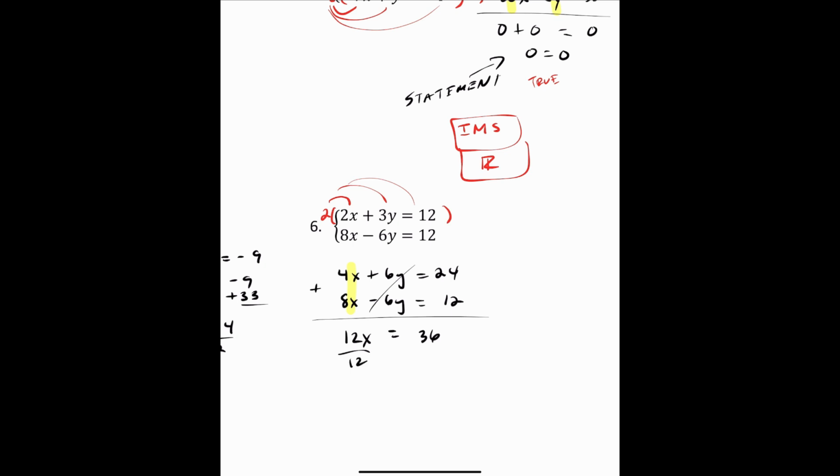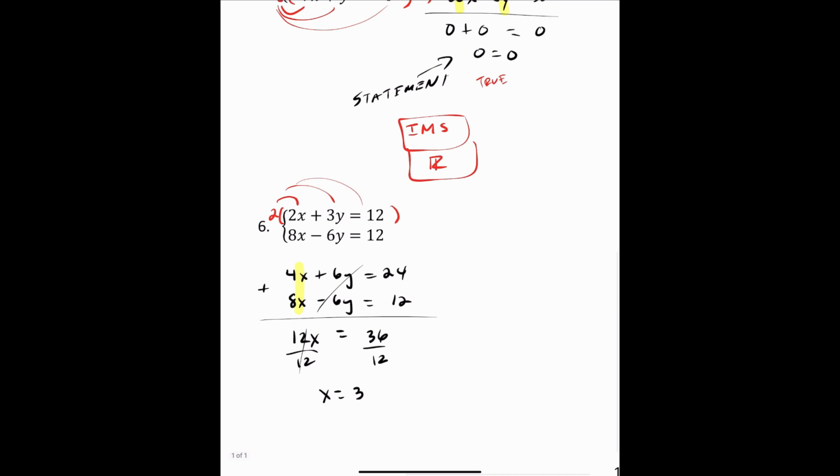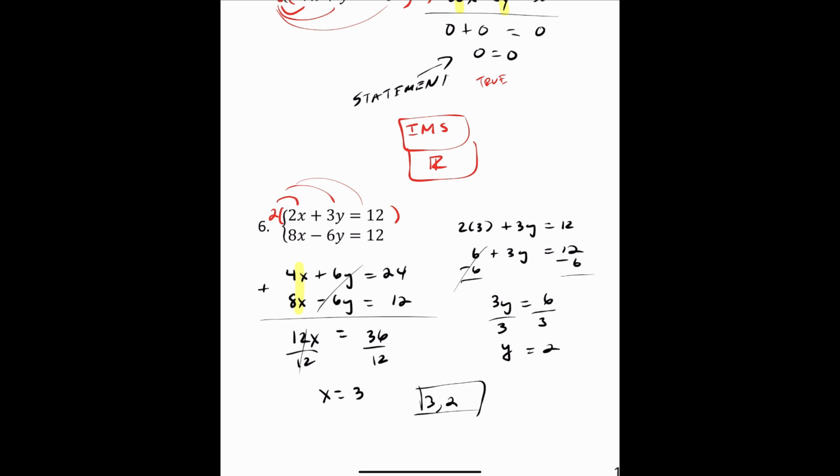So now let's divide both sides by 12. I get x equals 36 divided by 12 is 3. So if x is equal to 3, let's go ahead and plug that into the first equation. So 2 times 3 plus 3y equals 12. 2 times 3 is 6 plus 3y equals 12. Subtract 6 from both sides here. 3y equals 6. And then I will divide both sides by 3, so y equals 2. So as an ordered pair, 3, 2 is the solution to this system.